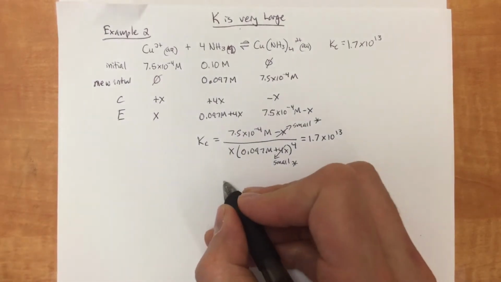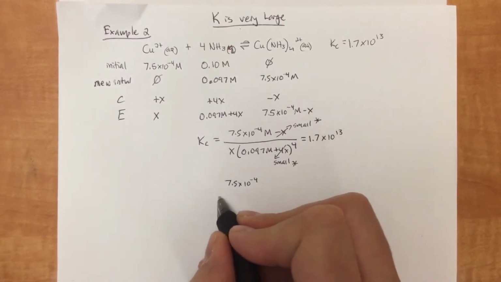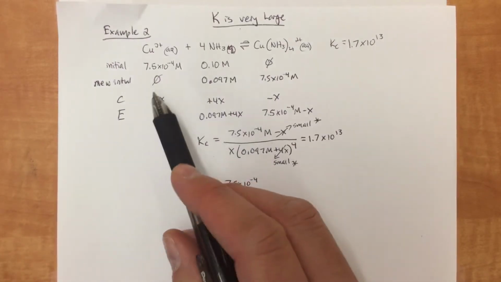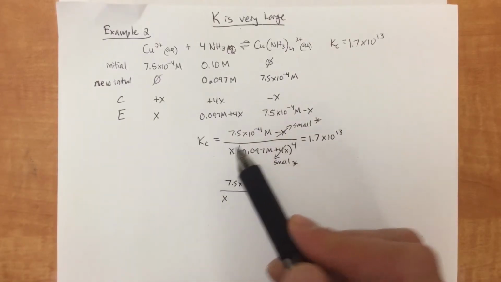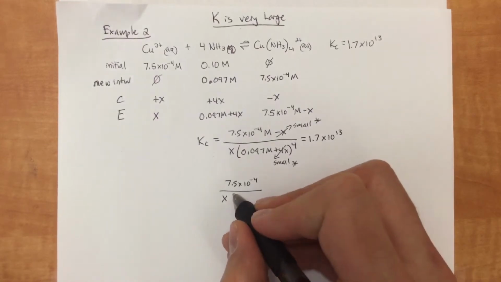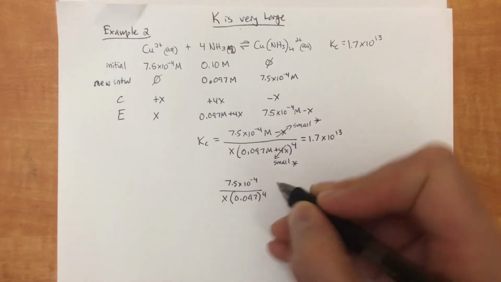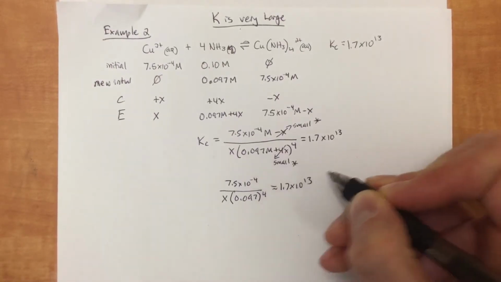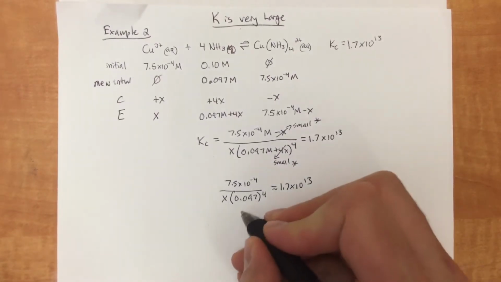Now our expression reads 7.5 times 10 to the minus 4 divided by x. Now notice I did not ignore this x because this is a real value. It's no longer 0. It needs to be a real number. I can't ignore that x. Times 0.097 to the 4th. I'm going to skip over a bit of the algebra now and just jump to the conclusion.